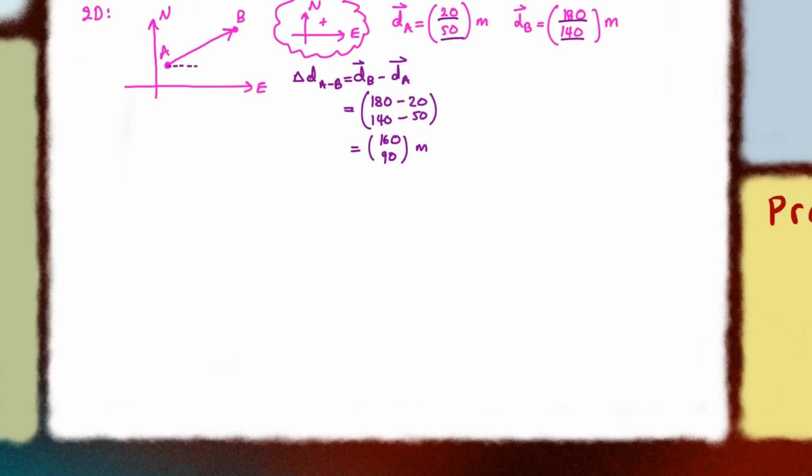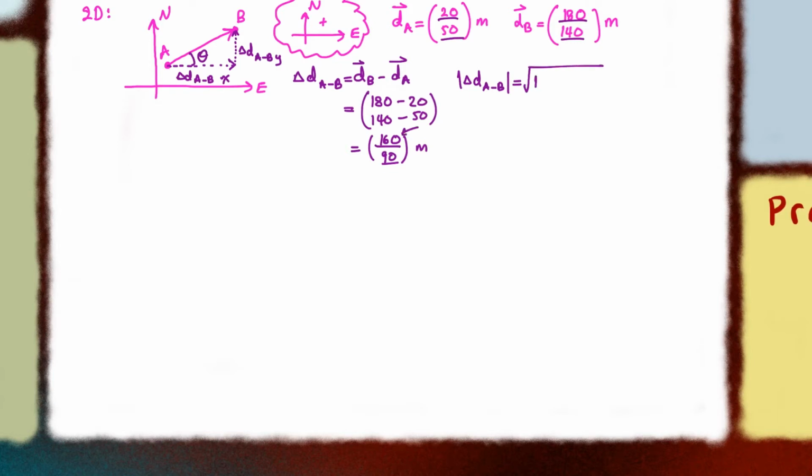If we look at it graphically, we have the displacement in the x direction, or in the east direction, as 160, and in the north direction, or the y direction, as 90 meters. In physics, it's also important for us to find the distance, which is the length of vector A to B, and the angle from east to north, or the angle that they've traveled from initial position to the final position.